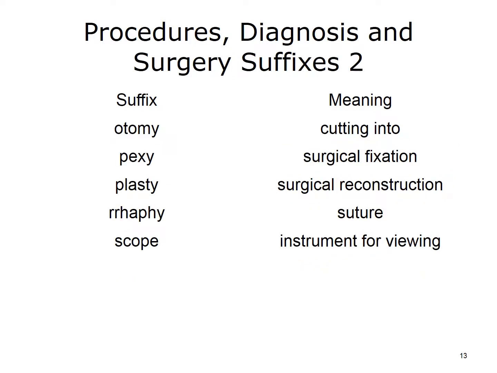Some more examples include otomy means cutting into. Pexy means surgical fixation, which means surgically making something immobile so that it cannot move. Plasty means surgical reconstruction. Rrhaphy means suture. Scope means instrument for viewing.